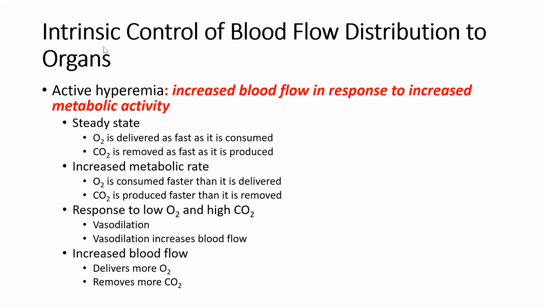Now, if we increase metabolic rate, what's going to happen, right? We're going to start consuming more oxygen faster than it can be delivered. We're going to start producing more CO2 faster than it can be removed. Okay, that's going to cause depletion in oxygen levels, as well as an excess in carbon dioxide levels. And so that's going to be the indicator to increase flow that's coming to the organs and organ tissues. And so the response of low oxygen levels, which means that oxygen has been depleted in these tissues, and high CO2, which means that we have a buildup of these metabolites at the tissue level, is going to be vasodilation.